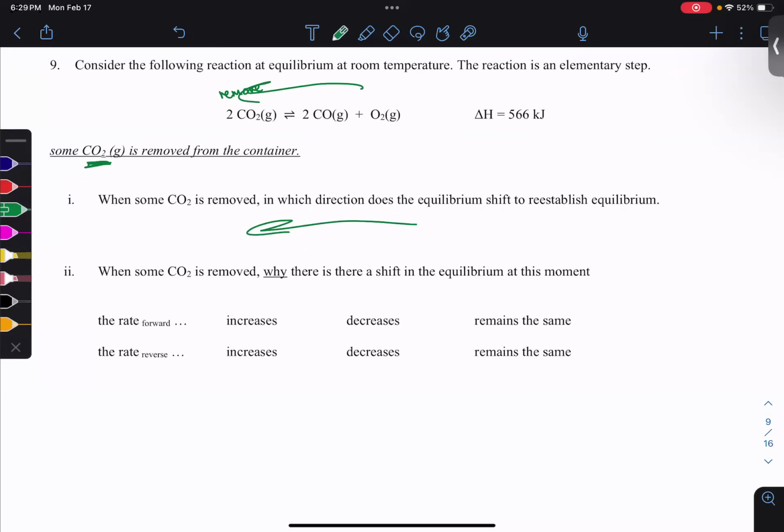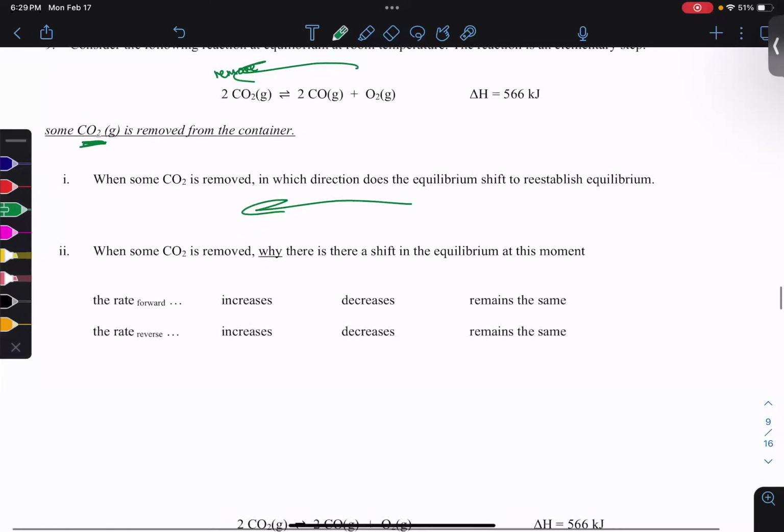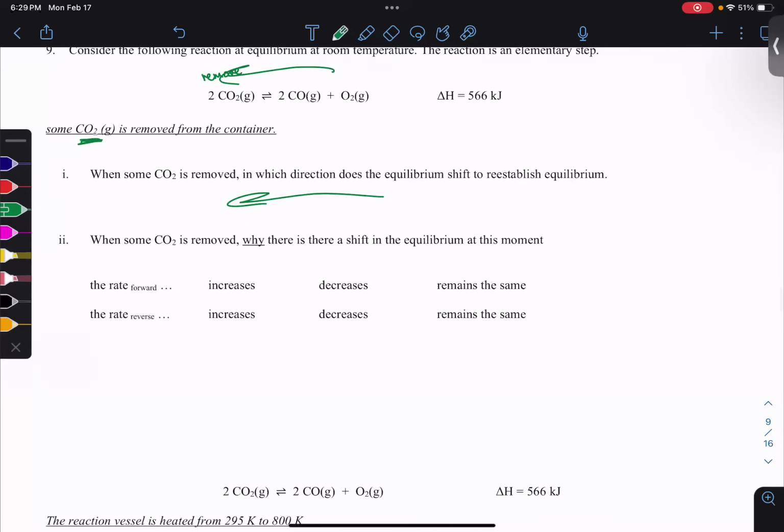But why does it move backwards? Is it because the reverse reaction speeds up? Okay, let's think about it. Remember what chemical equilibrium is. It says that the rate of the forward reaction equals the rate of the reverse reaction. So we can make the rate laws for those. This is chapter 14.